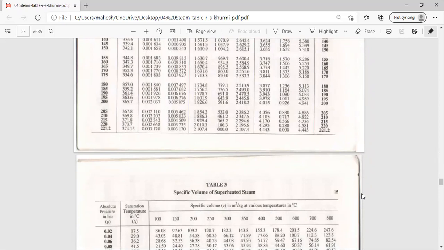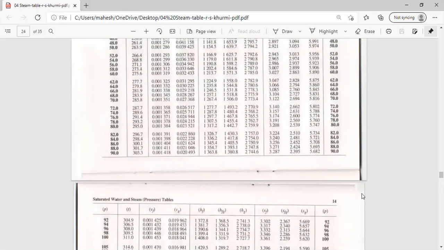Okay, so if we are asked to find the boiling point, we just need to go to the pressure tables and look for the corresponding temperature values, and that is the boiling point. So the pressure and the corresponding temperature is the boiling point. We don't use the term boiling point, we use the term saturation temperature.